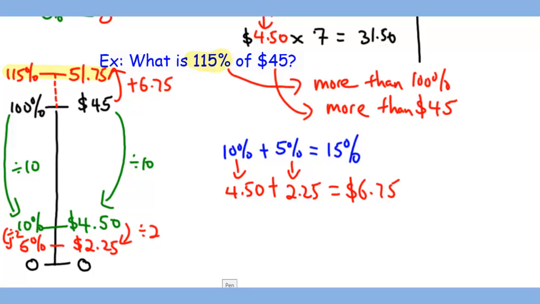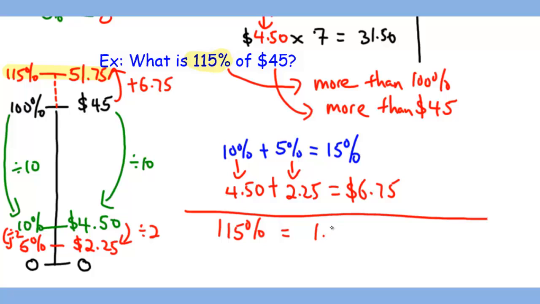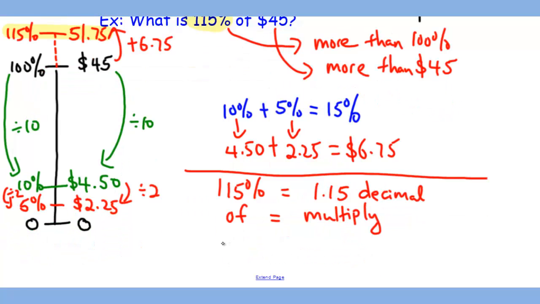Just like the previous example, you can also do this mathematically by knowing that 115% equals 1.15 in decimal, and of again means multiply, and you can do this on a calculator by doing 1.15 times $45, and that will bring you $51.75.